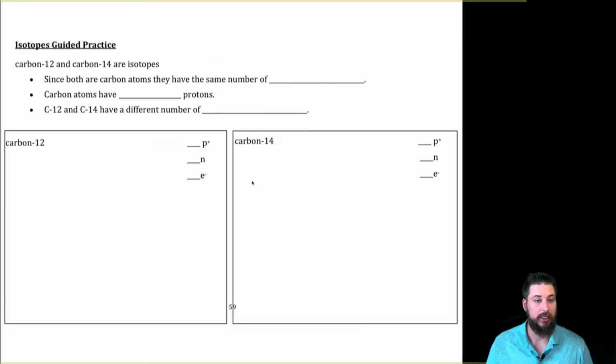All right. If you take a look here, we're going to learn how to properly draw 2 different isotopes. So carbon 12 and carbon 14 are isotopes of each other. Since both are carbon atoms, they have the same number of protons. And so carbon atoms have, well, let's take a look at the periodic table, see how many.